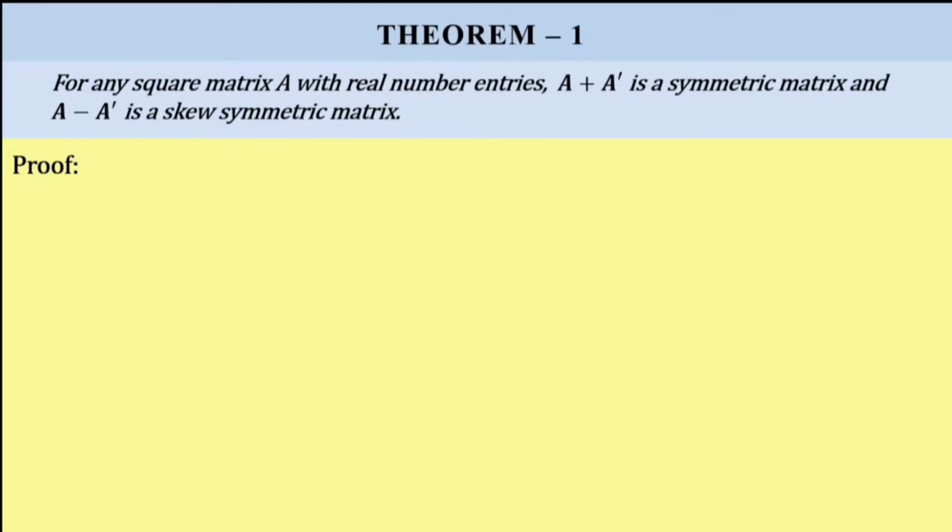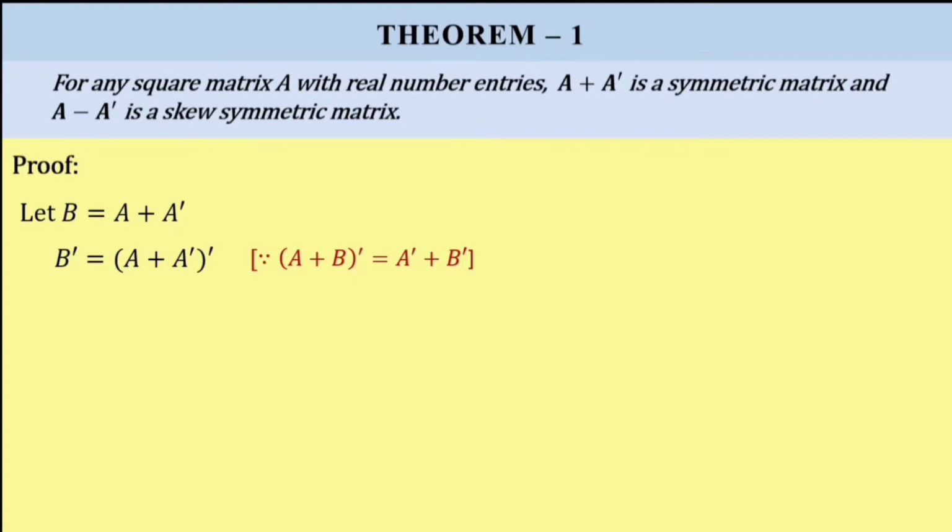Looking at the proof now, we shall start with the first half of the statement. Let us now consider B is equal to A plus A dash. In order to prove this is a symmetric matrix, we need to take the transpose and show that the transpose of B will be equal to B itself. Hence, we shall take the transpose on both sides of the given equation, and we get B dash is equal to A plus A dash the whole dash.